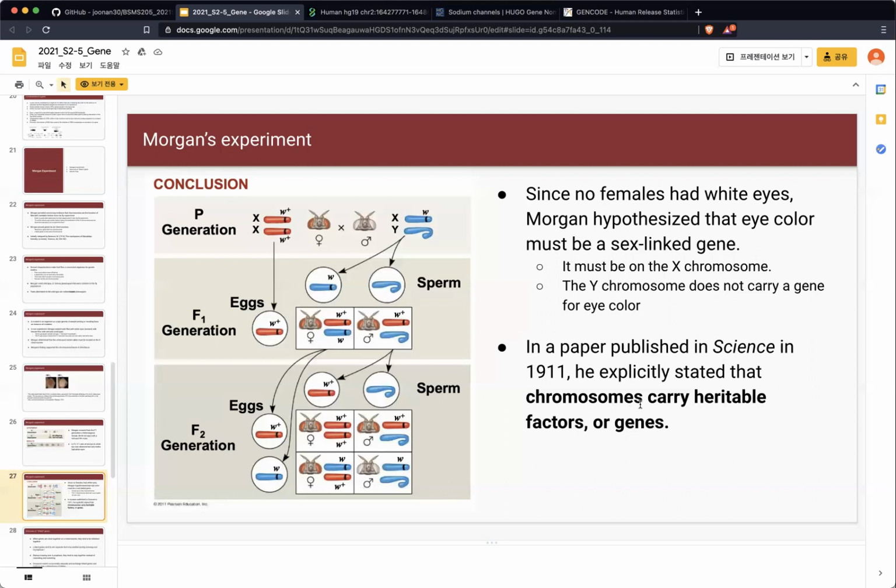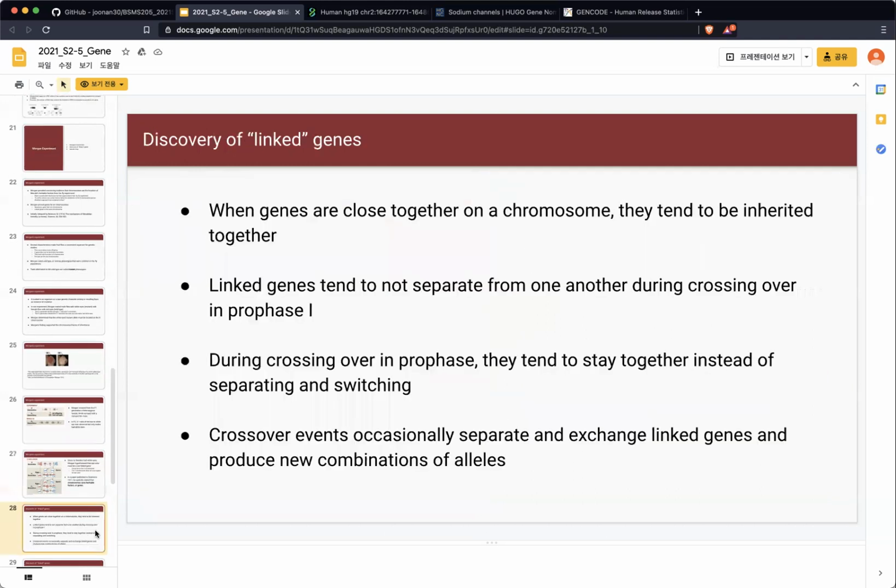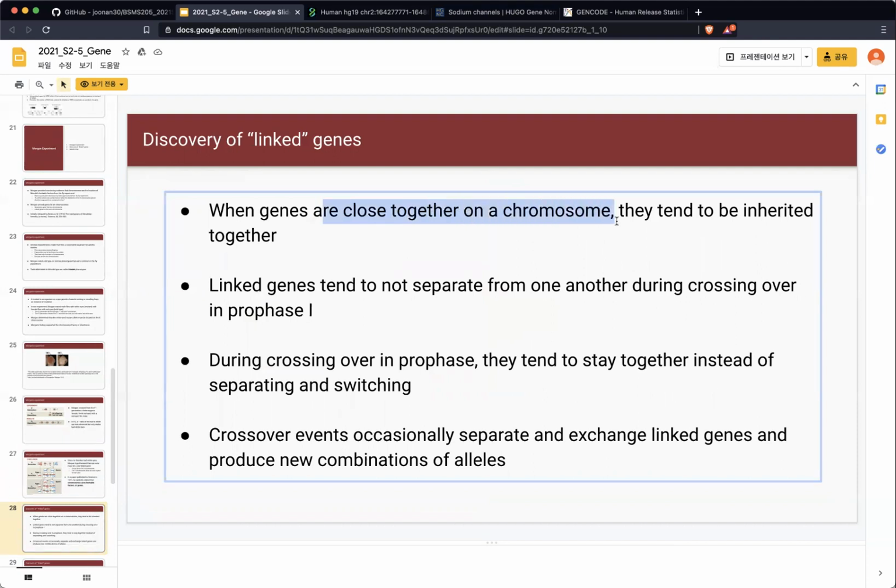The reason is that before Morgan's experiment, we only knew that the chromosome was the heritable factor, right? But Morgan added one more layer, which is the gene. So the chromosome is the place carrying genes, and these genes are the heritable factors that Mendel mentioned, right? Also, one more thing discovered by Morgan was linked genes, right? Genes that are close together on a chromosome tend to be inherited together. Now we know this as genetic linkage, right?